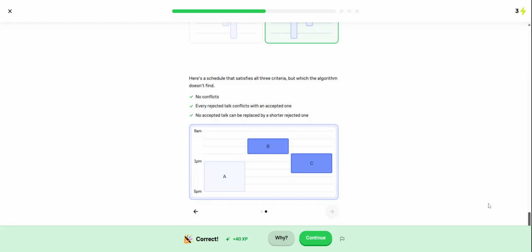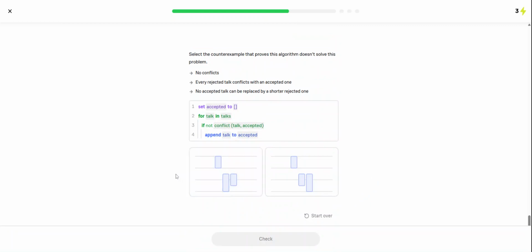And if I click on it, here's the schedule that satisfies all three criteria, but which the algorithm does not find at all. So B and C. Like just a similar problem I just demonstrated to you, so you just better watch out for it. Let's click continue, by the way.